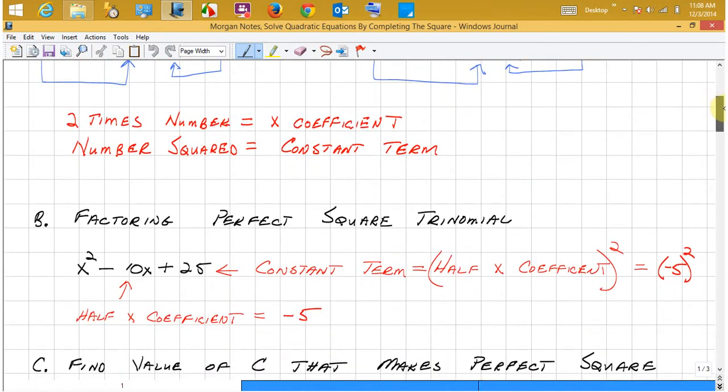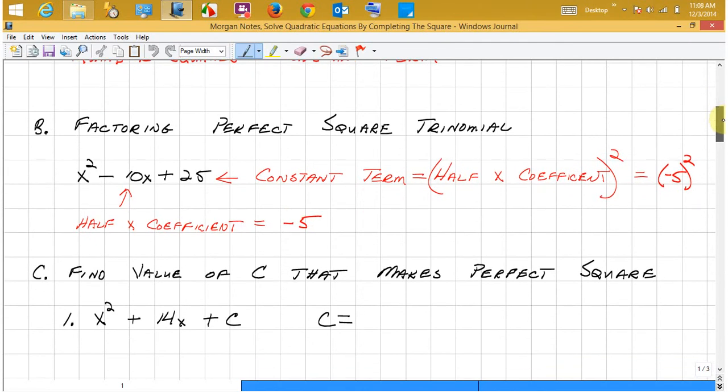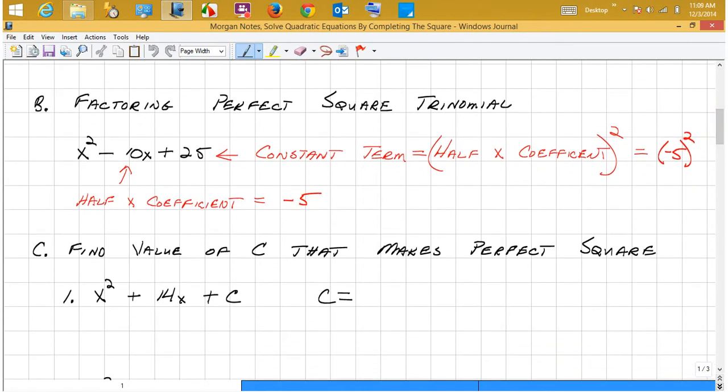So what we're really going to use this for is looking at a perfect square trinomial and going back to its factors. For example, if I had x squared minus 10x plus 25, and let's say I knew that was a perfect square, then what I could do is take a look at this negative 10, and I know half that number would be what the binomial would be. So x minus 5 squared, and the negative 5 squared would give me the 25. Okay, so let's take a look at how we use that.